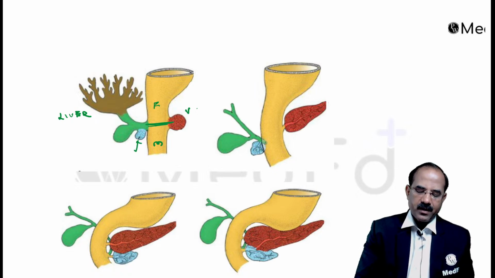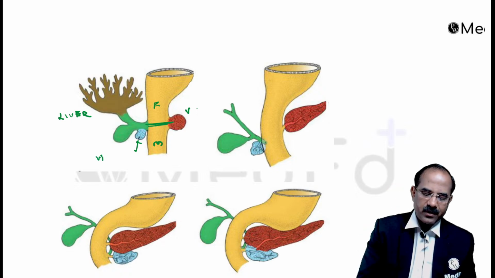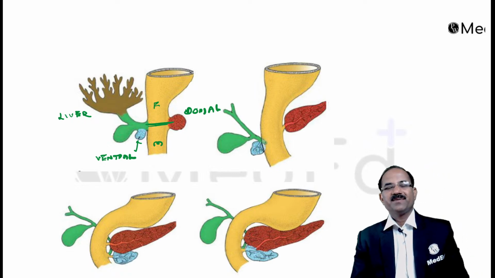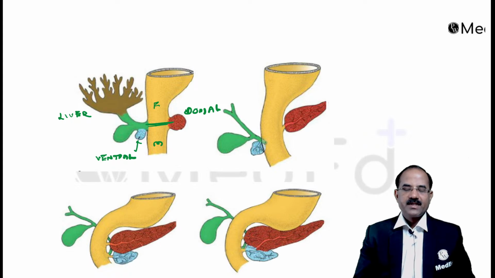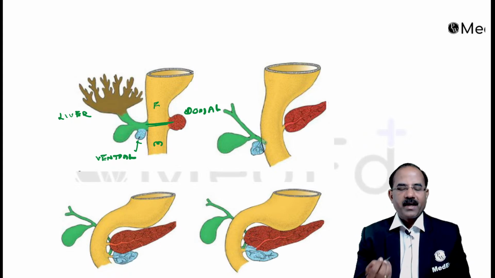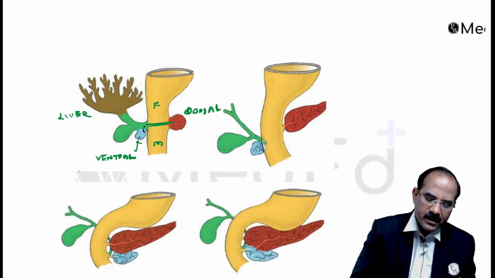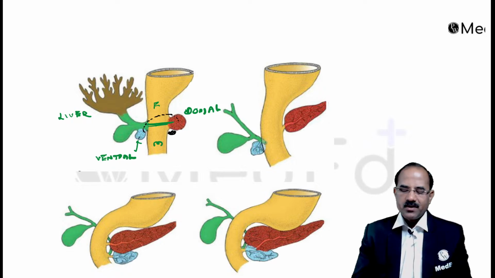At the junction of hepatic diverticulum and the gut, you get a bud here. What is this bud? This is the ventral pancreatic bud. And what is this bud? That's a dorsal pancreatic bud. Opposite side, the dorsal pancreatic bud. This ventral bud goes from the back side and joins with the dorsal bud.